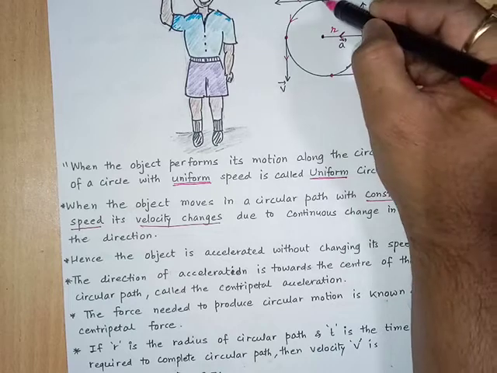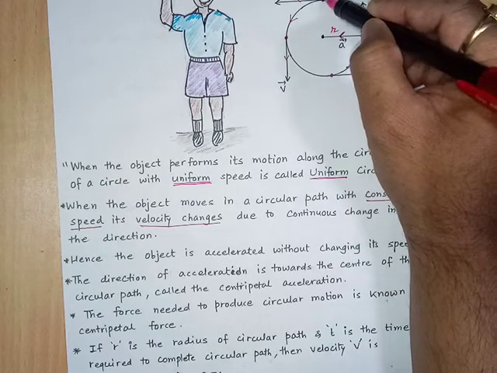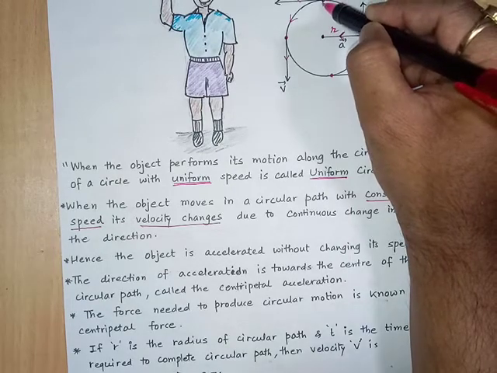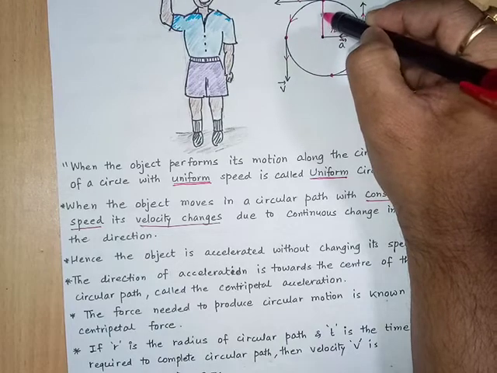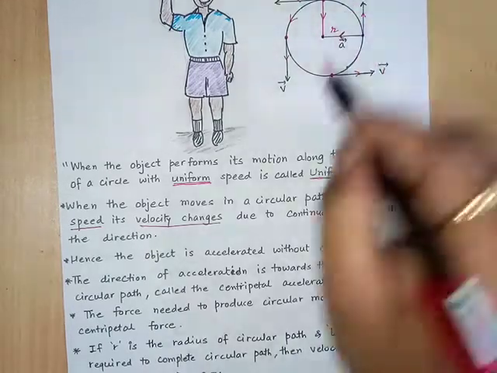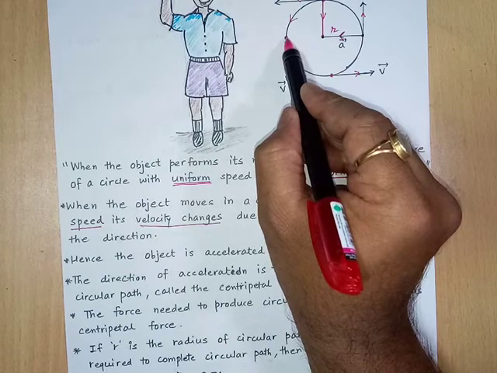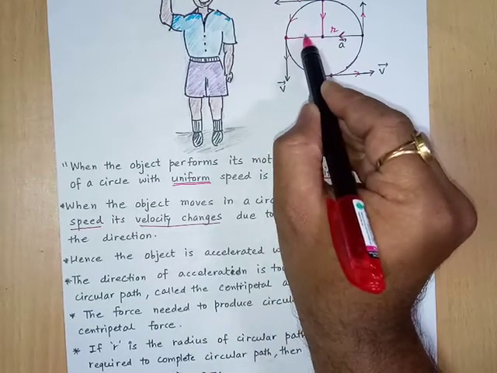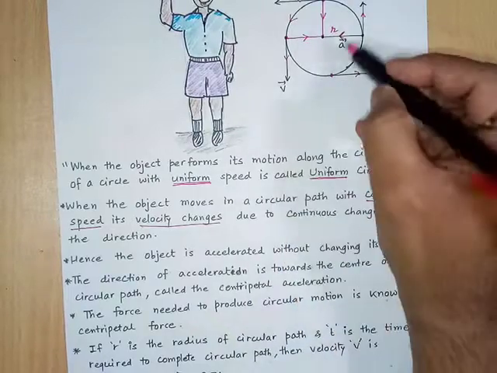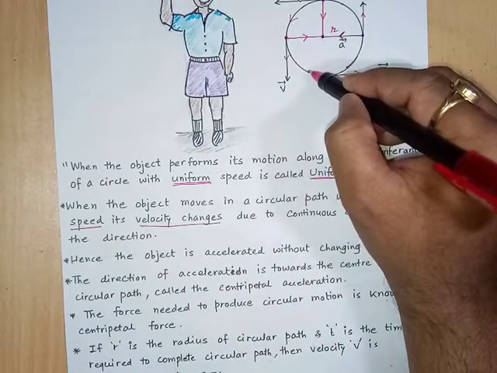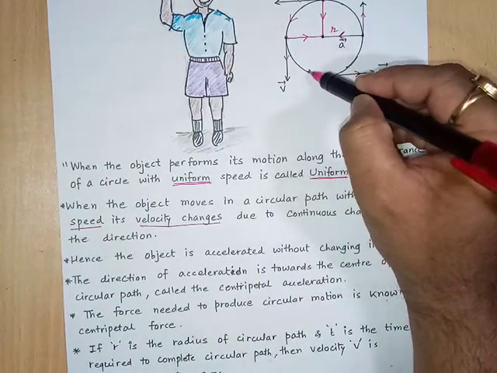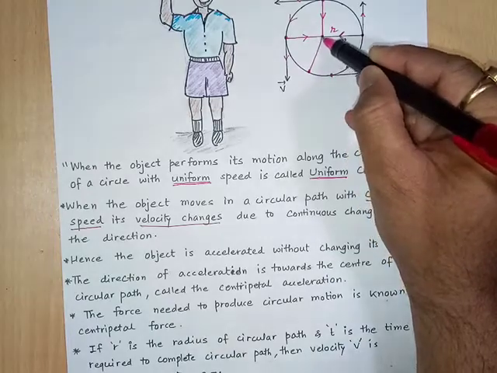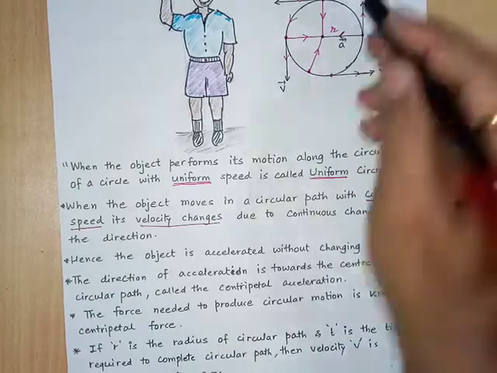Now if you consider the direction of the acceleration at this point, it is always towards the center of the circle, so that's why acceleration will be in this direction. If you consider the acceleration direction at this particular point, then the direction of acceleration will be toward the center. At this particular point also, the direction of acceleration is always toward the center.